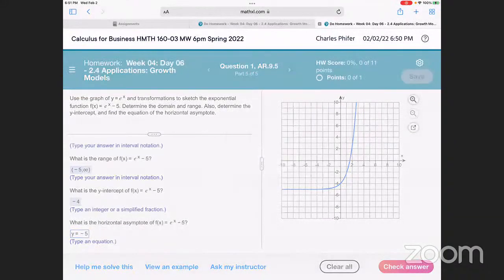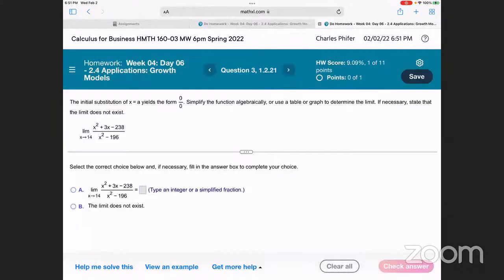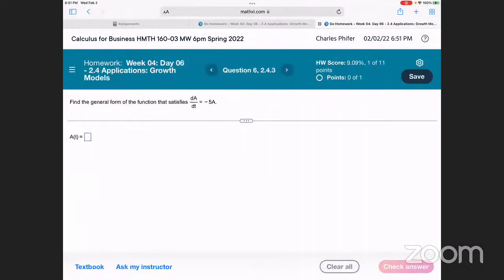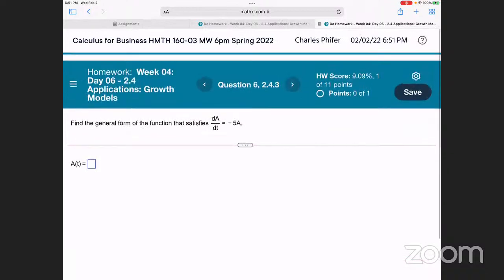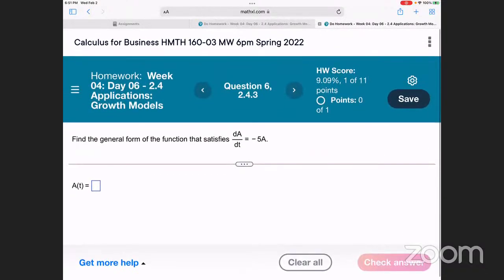Okay, let me hop to a question that's from section 2.4. That's 1.2, so that's a little bit of review. 2.4, okay. Find the general form of the function that satisfies this. Okay. So let me do it like this. I don't want to give too much of the backstory for this. Okay, so this is a special case that came out in the notes.